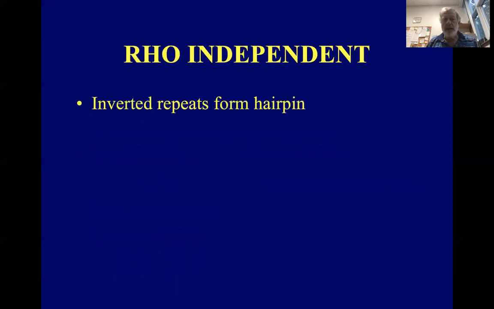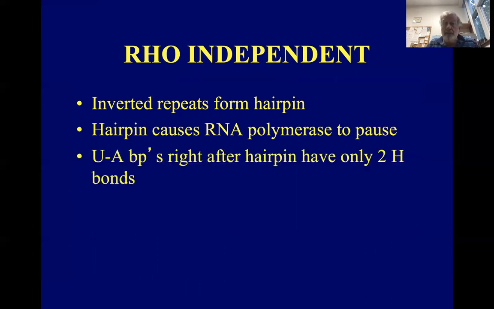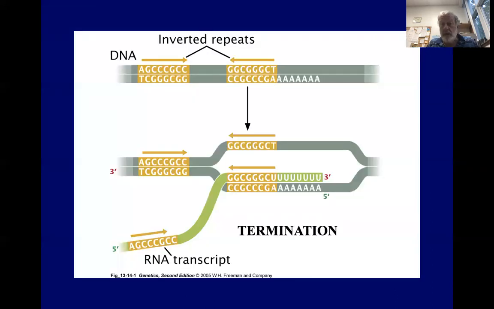So, rho-independent: the inverted repeats form a hairpin. This hairpin causes the RNA polymerase to pause. The UA base pairs right after the hairpin have only 2 hydrogen bonds. And so these hydrogen bonds break, and that frees the RNA transcript, the DNA, and the RNA polymerase molecules. And it looks something like this.